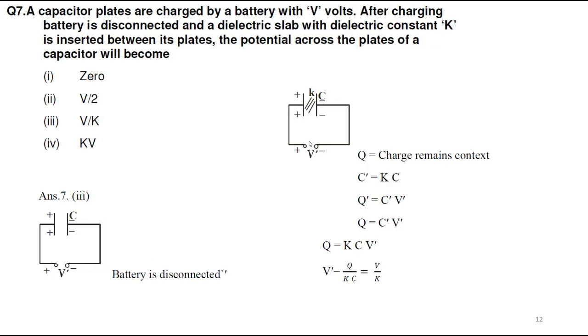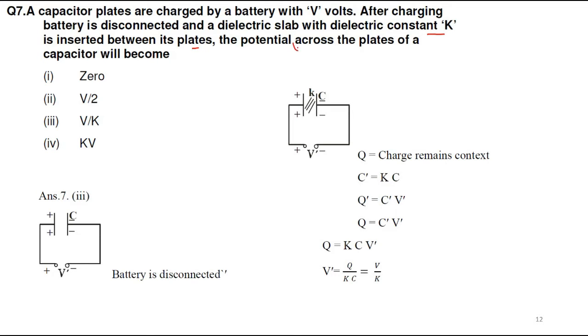This is the key for this question, the official key. It is given option 3 as the answer, V by K. And also you see, dielectric constant K is inserted between its plates. The potential difference across the plates should come.